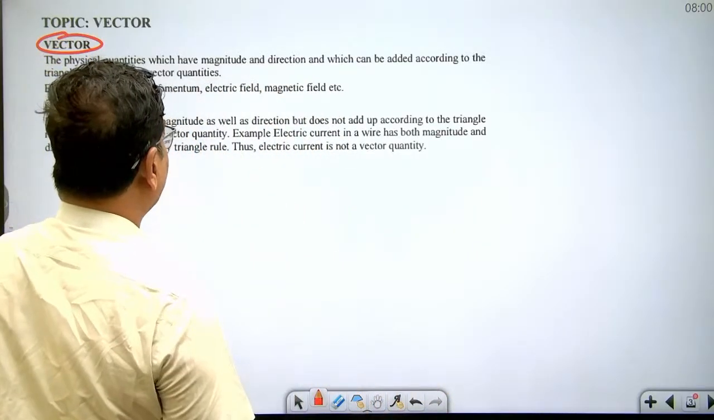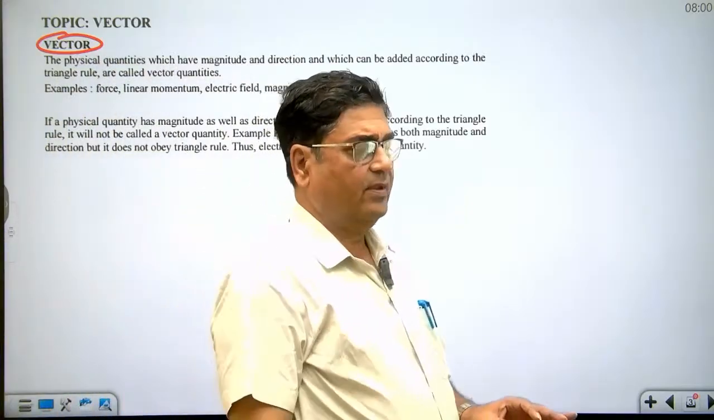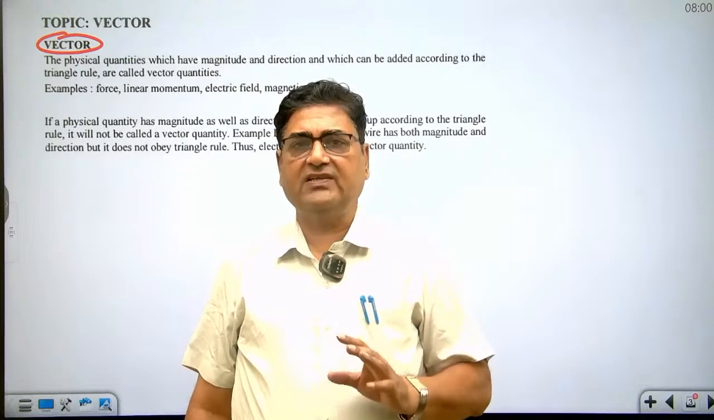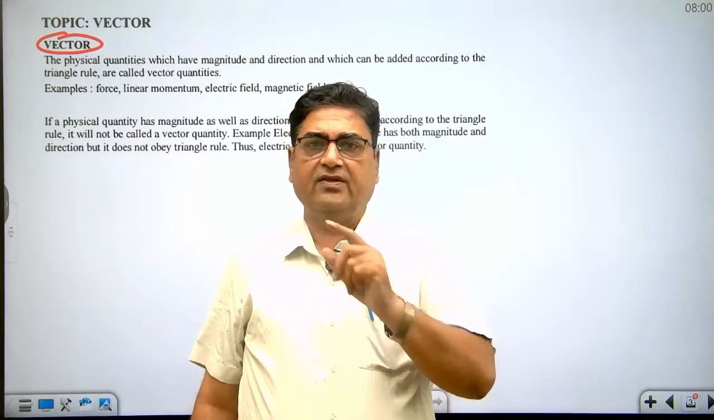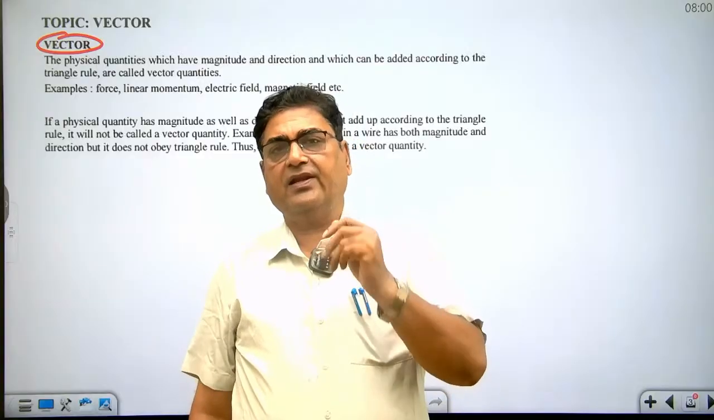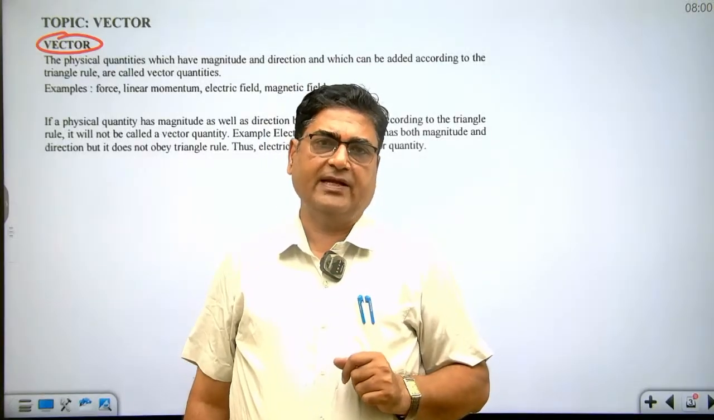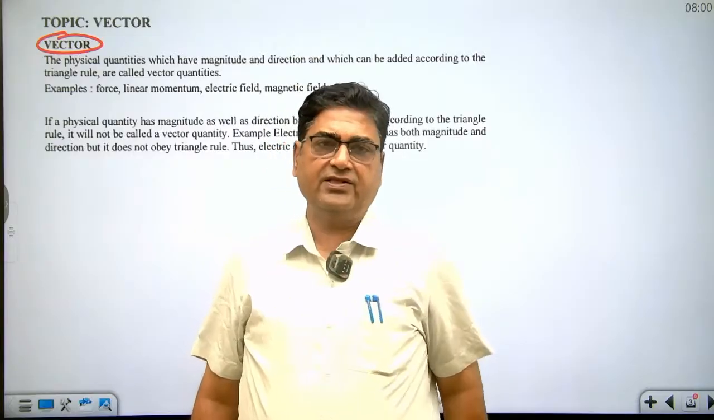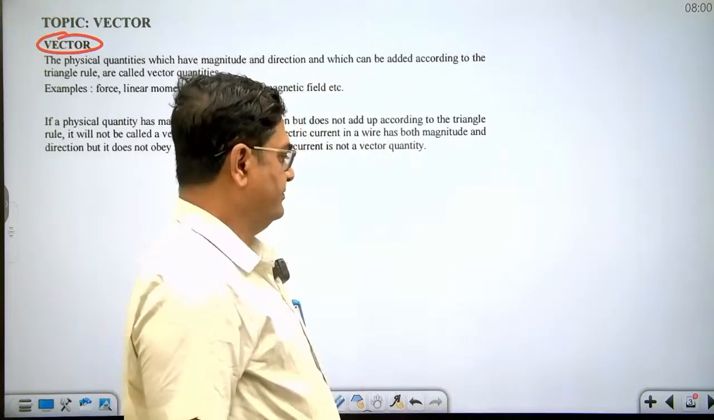Dear student, if a physical quantity has both magnitude as well as direction but does not satisfy the triangle law of vector addition, then the physical quantity will not be a vector quantity. For example, electric current. Electric current has both direction as well as magnitude but does not satisfy the triangle law of vector addition. So electric current is not a vector quantity, okay.